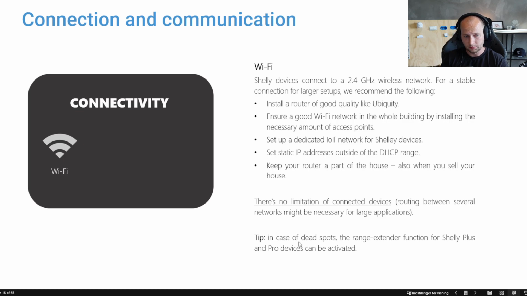This is just a small tip. In case of dead spots in the Wi-Fi, you can activate the range extender functionality, and it works for all Plus and Pro devices. This means that the device itself will activate a local network that extends the network of your Shelly devices, so you can connect devices to the other Shelly device and use it kind of like an access point to the network.